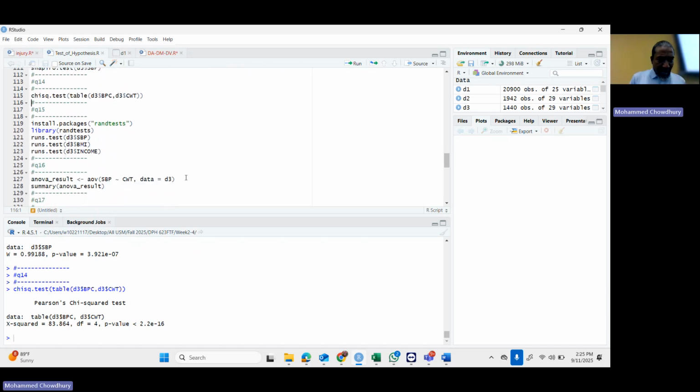Okay, after this, now I want to check. Suppose data is coming from some places. I want to check whether the data is random or not. Does the data follow a random pattern, or is it coming by a system? First this will come, then second will. That is called the randomness test. That randomness test could be done by installing one package known as randtests. After doing that, I want to check whether SBP, BMI, and income, these three variables, are random or not.